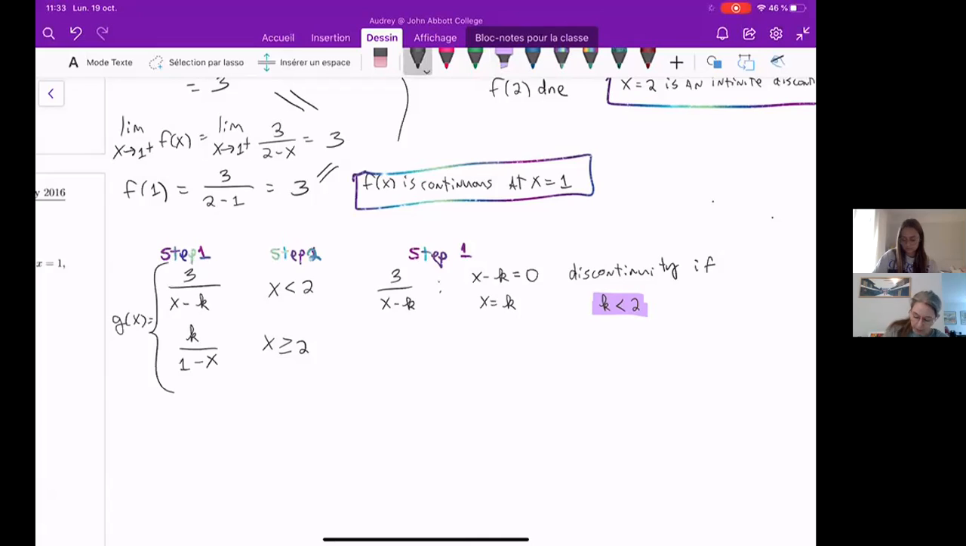Then we'll do 3 over 1 minus x. 1 minus x is equal to 0 gives me x equals 1. Is 1 greater than or equal to 2? No, so this is not on the interval. We don't care about it.